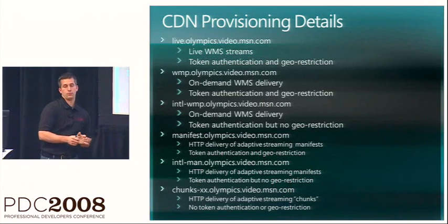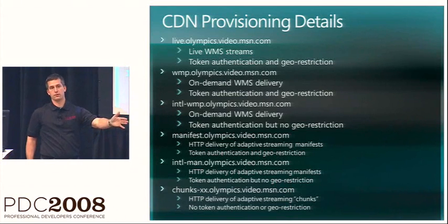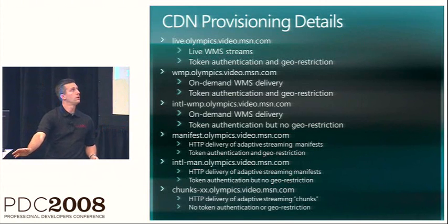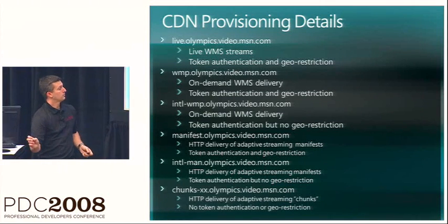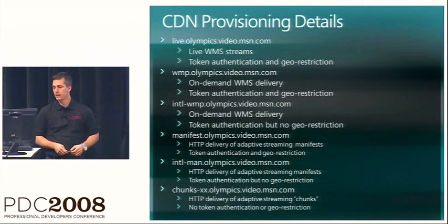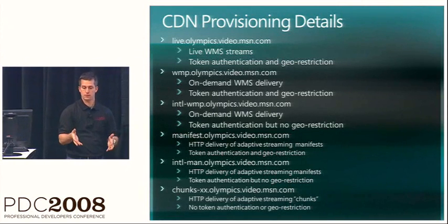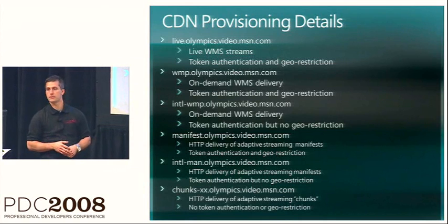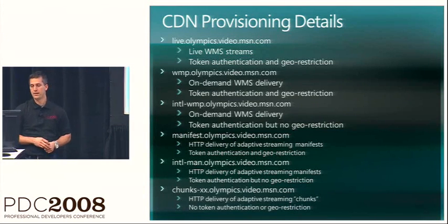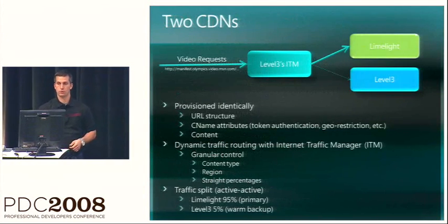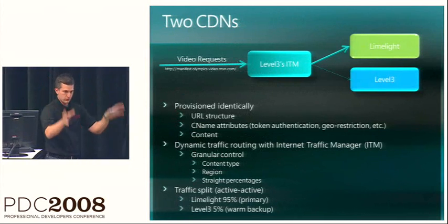We could dynamically point more people to Level 3 for live content and more people to Limelight for on-demand content. And a couple times we actually turned the rheostat completely one way just to troubleshoot issues with a particular CDN. It was very, very helpful. But it required some work up front to basically have those two systems mirrored.